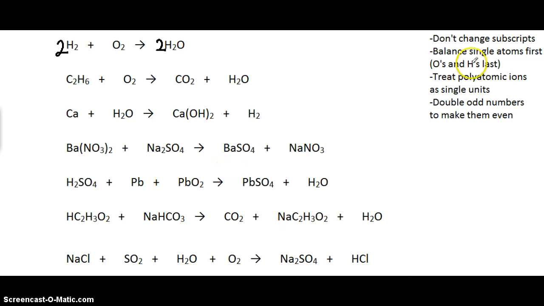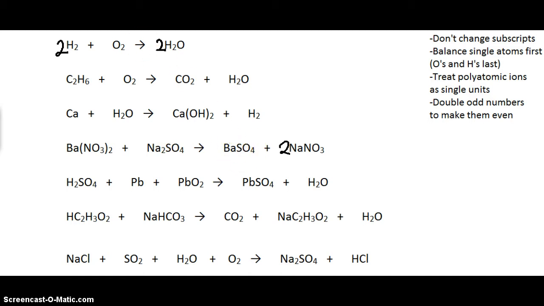So I recommend generally doing the single atoms, and by single atoms I mean those atoms that appear in one formula on the left and one formula on the right. Do those first. Treat polyatomic ions as single units. If you recognize NO3s on the left and NO3s on the right, rather than treating them as a nitrogen and 3 oxygens, say, all right, I have 2 NO3s here, so to balance I can put a 2 here. That gives me 2 NO3s. Now that gave me 2 Na's, but notice, I have 2 Na's. I have 1 SO4, I have 1 SO4.